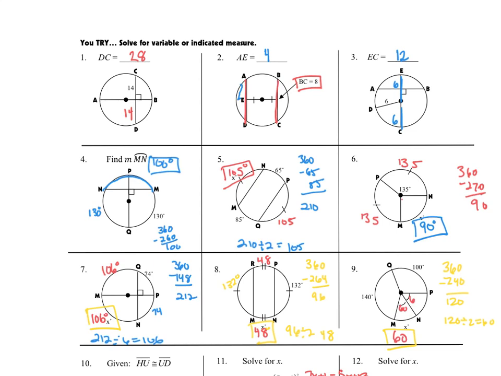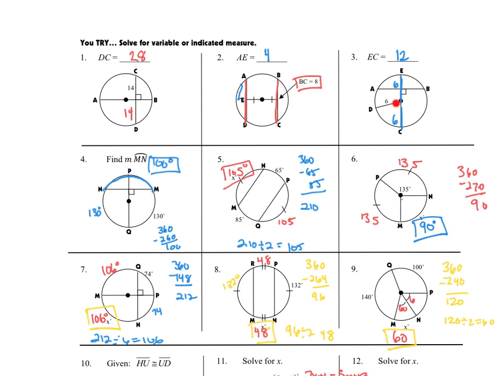All right, this is the answer key for page 10. If we look at our first one here, if we're told that this is 14, then we know this is 14. And so therefore this whole thing would be 28. Number 2, if we are told that this is 8, then this must also be 8. And then what we're looking for right here would be 4.